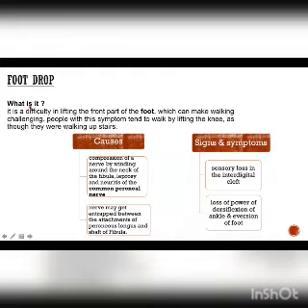What is foot drop? It is a difficulty in lifting the front part of the foot, which makes walking very challenging. People with this symptom usually walk by lifting the knee as if they were walking up the stairs. Foot drop is a very common symptom in the disease called multiple sclerosis. In this, the immune system eats away the protective covering of the nerves.